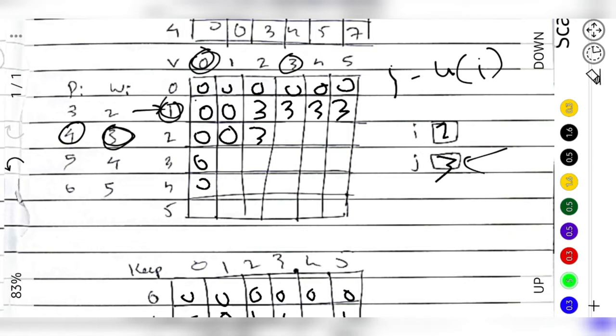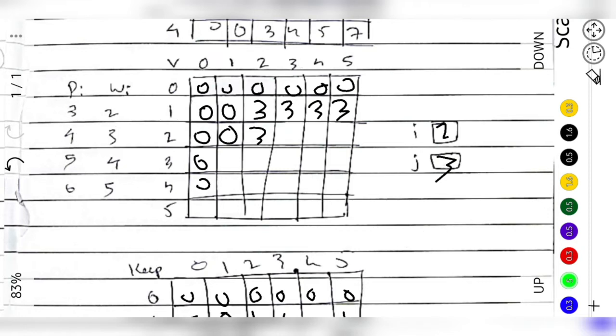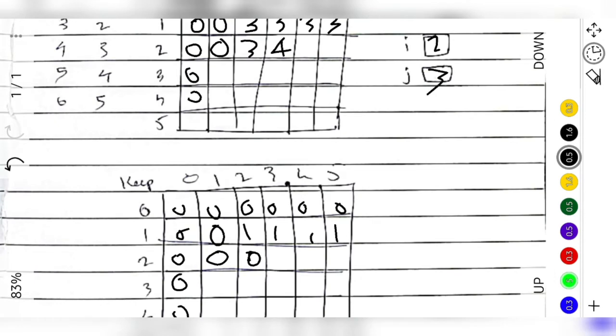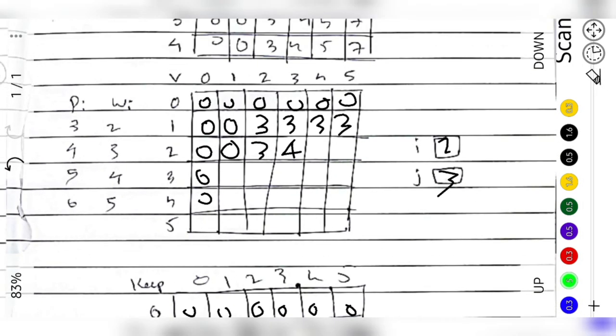This row and this column, this value we have to compare, plus the profit, meaning 4 plus 0. Is it greater than the previous value 3? Yes, it is greater. If it is greater, we have to write the new value here, which is 4, and that will be reflected back in the keep table. We'll make it as 1. Then j's value will increment and it will become 4. When j's value becomes 4, it will contain it.